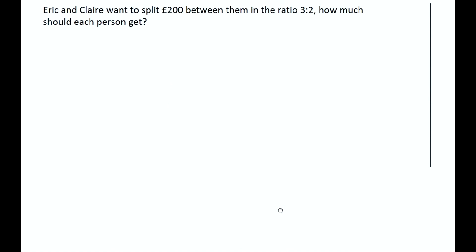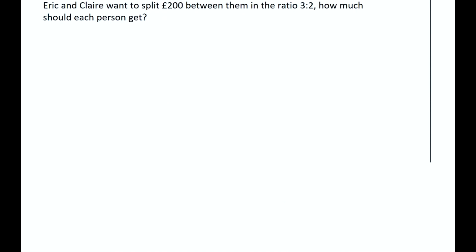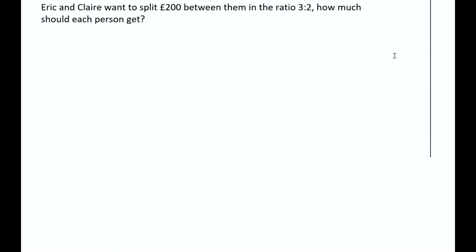Moving on now to splitting in a ratio. So here you've got some overall amount. In this case it is £200, and they want to split it in the ratio 3 to 2. This method is fairly nice. What we're going to do is work out how many parts there are altogether. So if the ratio is 3 to 2, that's 3 parts to 2 parts. If we add those numbers together, we have a total of 5 parts.